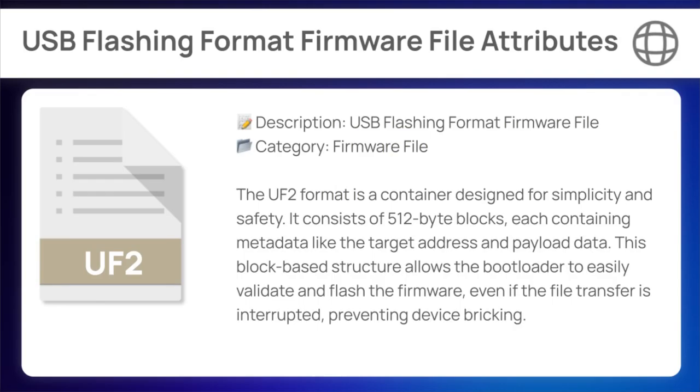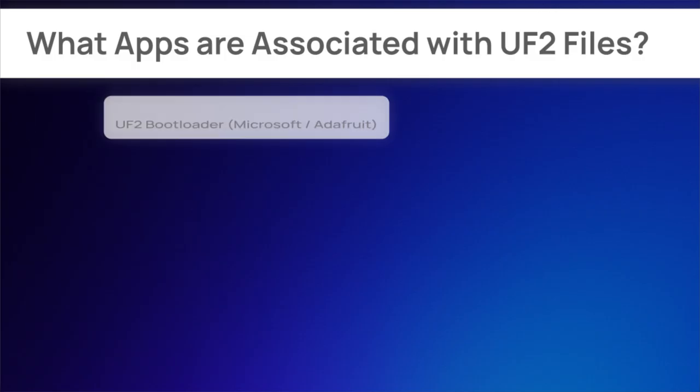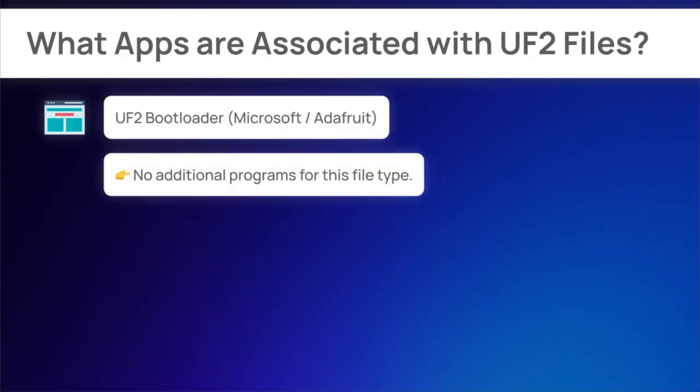It consists of 512-byte blocks, each containing metadata like the target address and payload data. This block-based structure allows the bootloader to easily validate and flash the firmware, even if the file transfer is interrupted, preventing device bricking. Guaranteed access to UF2 files is typically achieved using UF2 Bootloader from Microsoft/Adafruit.